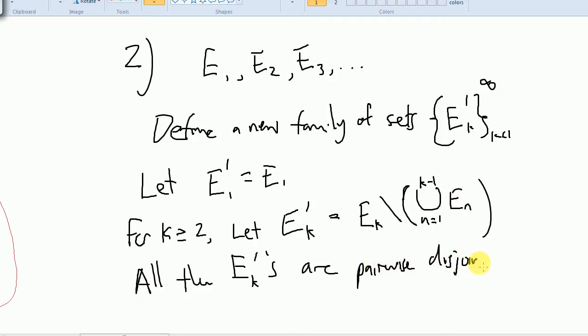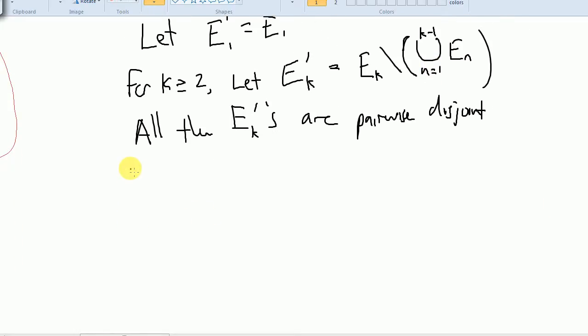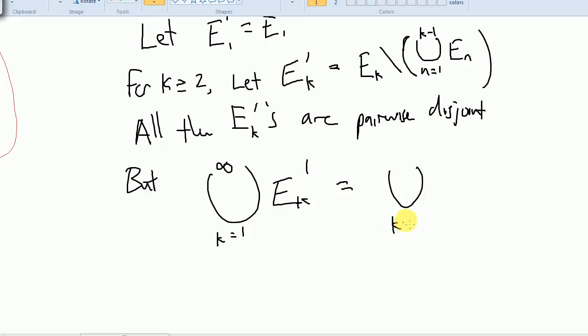This is because if j is less than k, then E sub k prime doesn't have anything in the union of all the things that came before it. In particular, it doesn't have anything from E sub j, which means it doesn't have anything from E sub j prime. So they're pairwise disjoint, and the union from k equals 1 to infinity of E sub k prime is equal to the union from k equals 1 to infinity of E sub k.